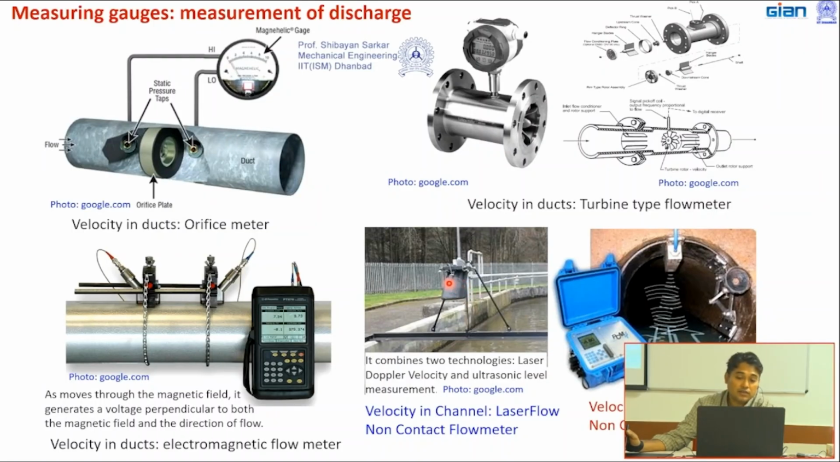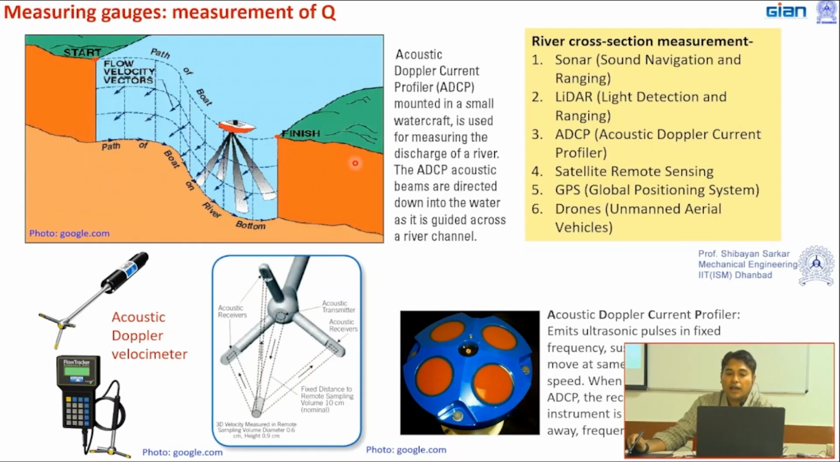Now, in the last slide I showed you a device, the current meter. Here there are other devices. This is a laser flow non-contact type of flow meter, and there is a Doppler non-contact type of flow meter. These also send and receive signals, but they are generally used for open channel flow. Similarly, the ADCP, acoustic Doppler current profiler, can give a similar type of signal. It sends and receives, so it also gives you the depth of the channel, and whenever required it also gives the velocity. So these are the different systems through which you can get the river velocity as well as cross section.